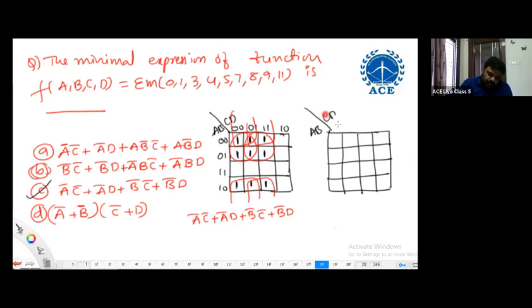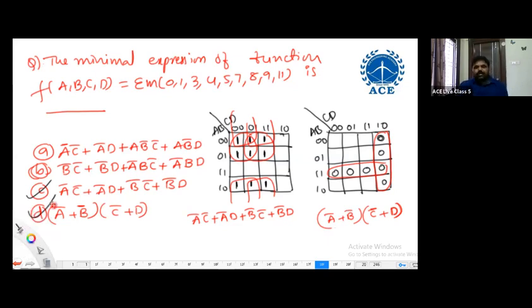A, B, C, D, 0, 0, 0, 1, 1, 1, 1, 0, 0, 0, 0, 1, 1, 1, 1, 0. Then max terms. Then grouping. This is one grouping, this is second grouping. Then this grouping is giving A bar plus B bar. The other grouping is giving C bar plus D. C bar plus D. It is also there in the option. It is also correct answer only.